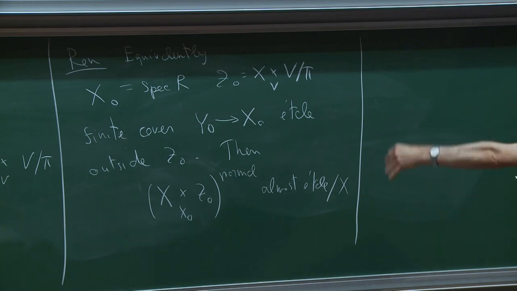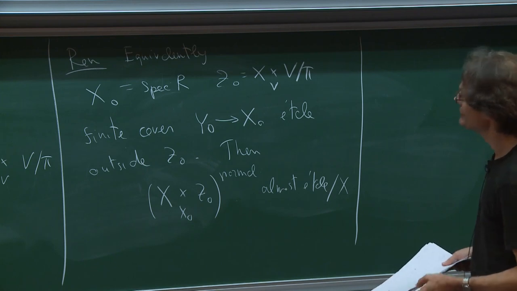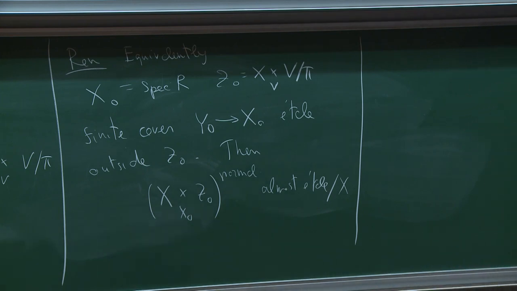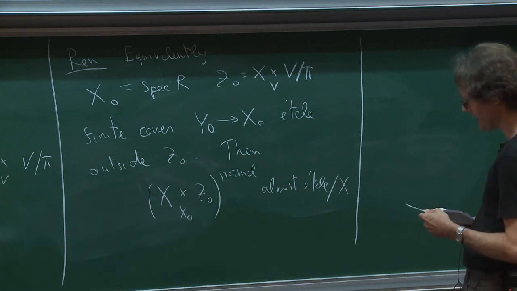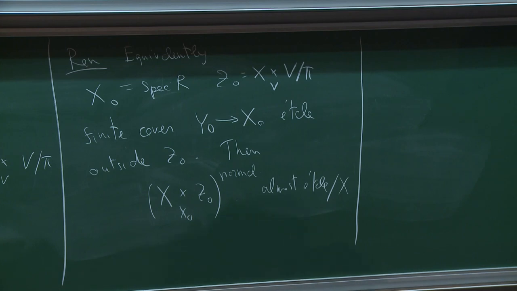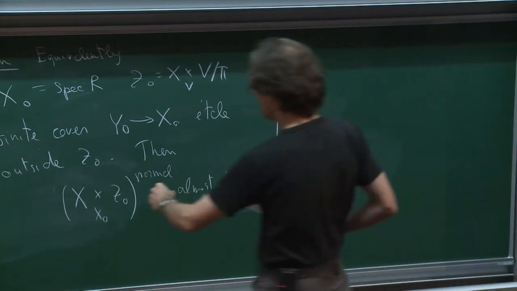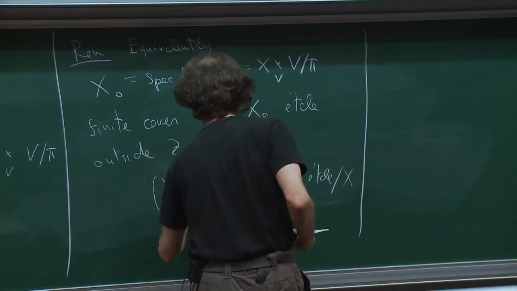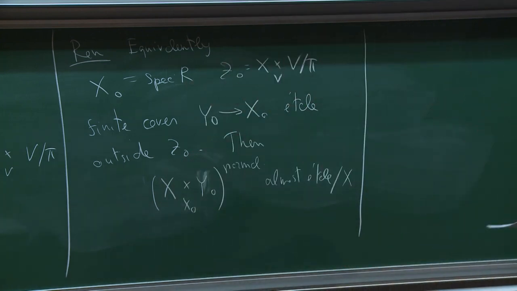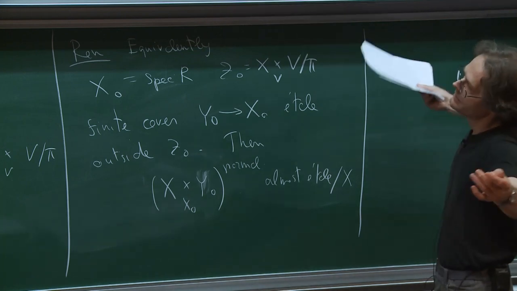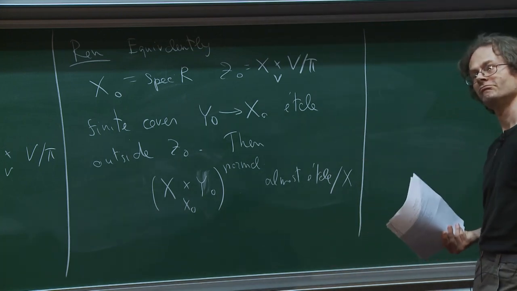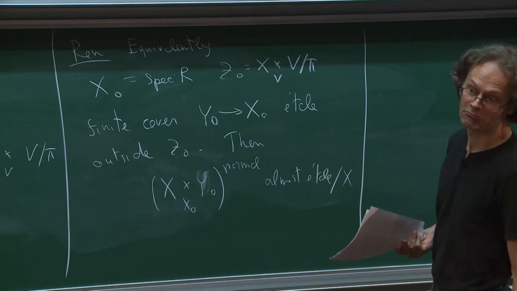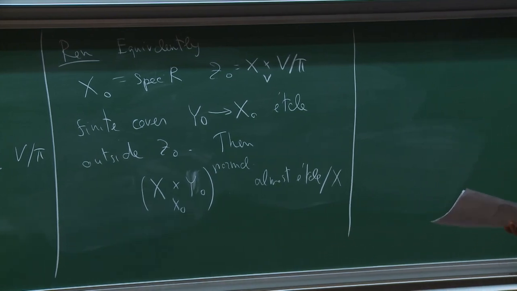So if you write it in this way, it looks more like a kind of widely ramified version of Abhyankar's lemma, where you don't have any tameness assumption. It's more like Faltings, but also Abhyankar. Both. I didn't think about Abhyankar.